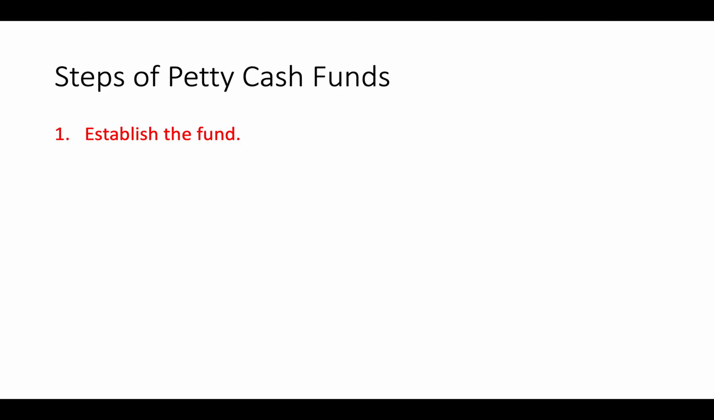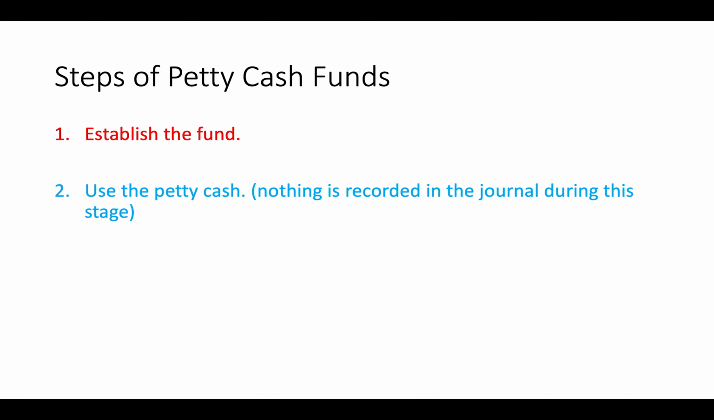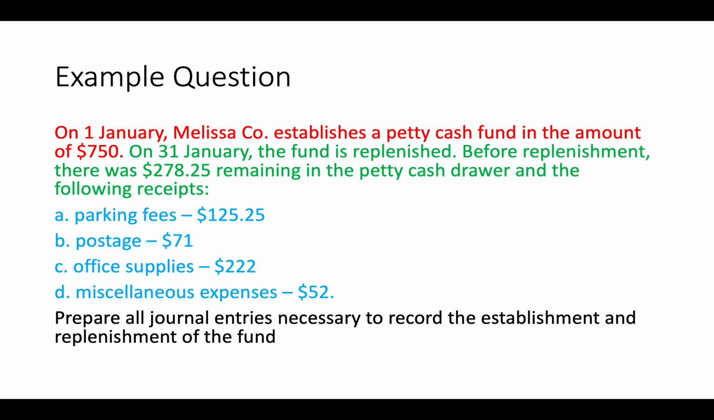There are 3 steps to petty cash funds. Step 1 is to establish the fund. 2 is to use the petty cash, and 3 is topping the fund back up. So let's look at an example question. You will notice steps 1, 2, and 3 have been color-coded red, blue, and green respectively.